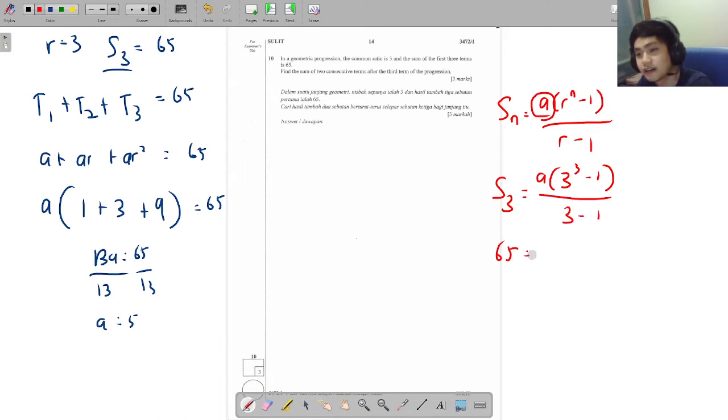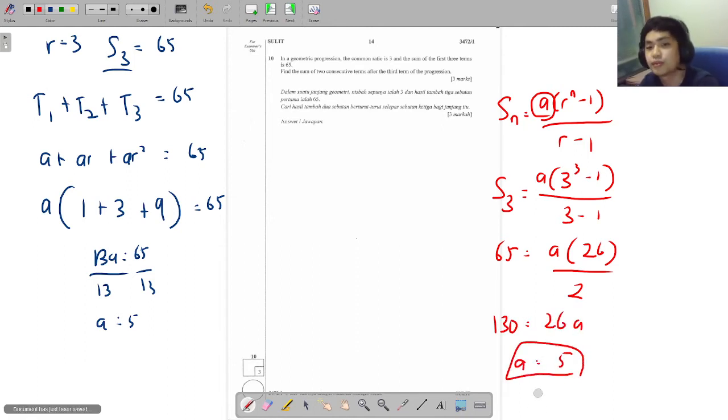So S3 is 65, so this is A. 27 minus 1 is 26, 3 minus 1 is 2. So we've got to do a few operations here. This is 130 equals 26A. A is 5. You can do this as well, but I just personally prefer the one in blue.